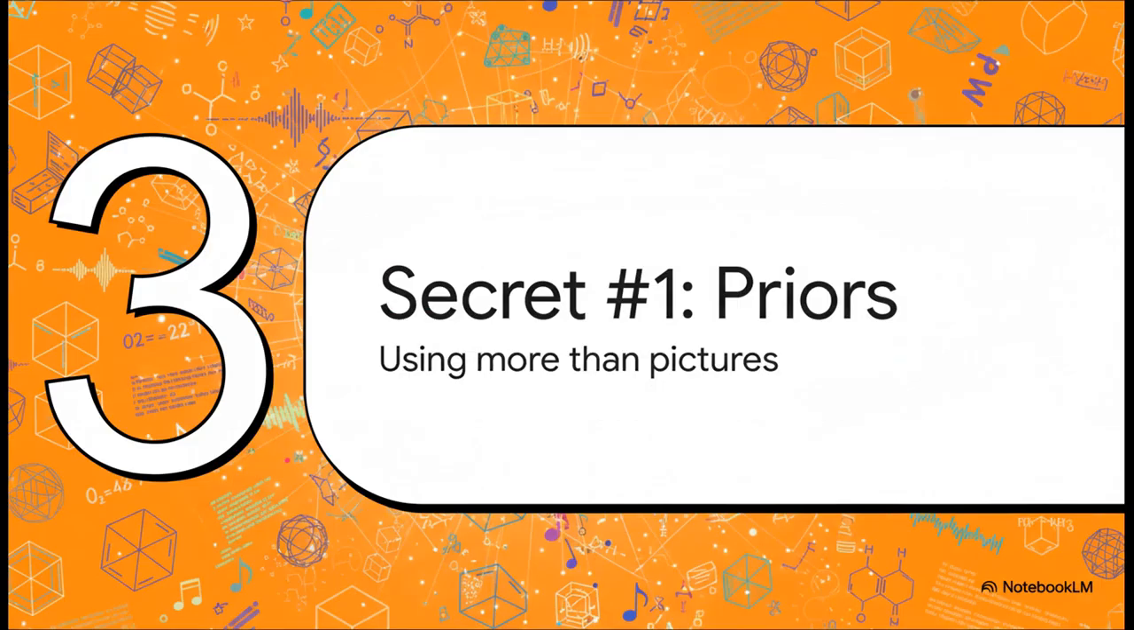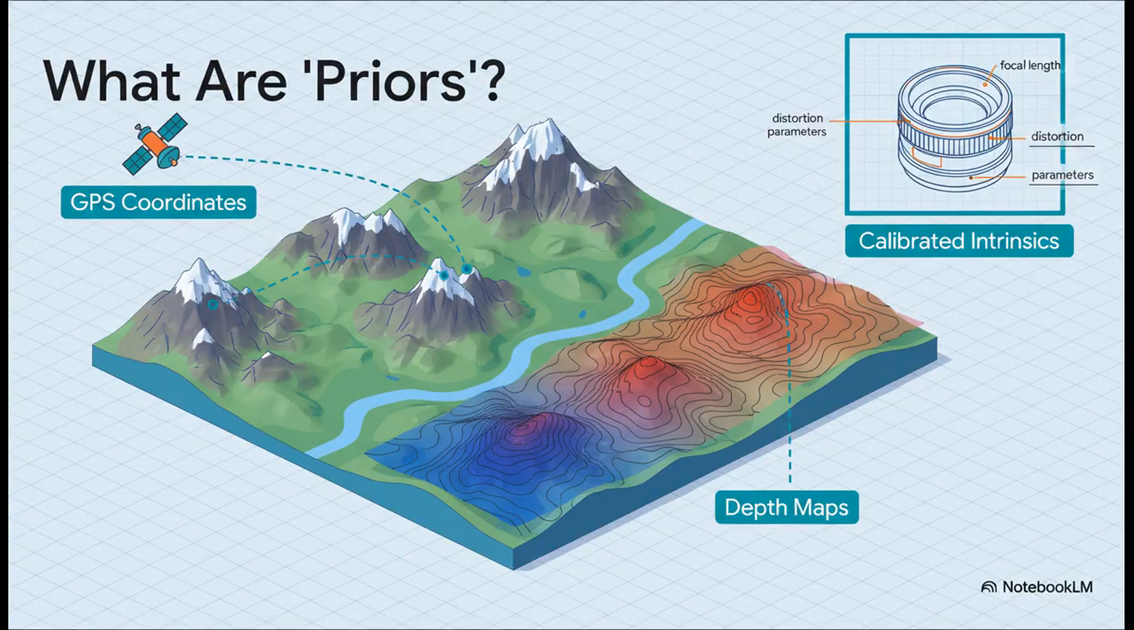So let's pop the hood and look at the first secret ingredient. How in the world does it handle all these different kinds of information so gracefully? The paper calls this multi-modal priors, and trust me, this is the model's absolute superpower. So what the heck is a prior? It's just a fancy academic word for an extra hint.